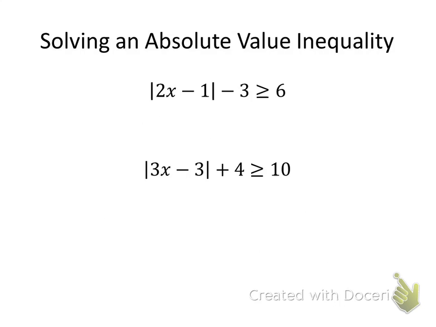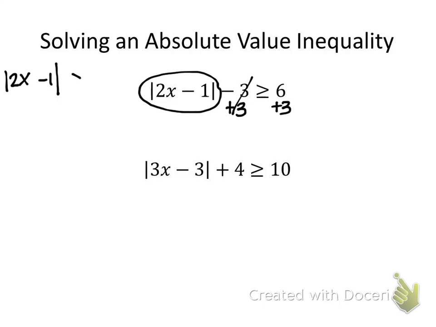Okay, last type of problems that we're going to do is the exact same thing. We're going to ask ourselves, is the absolute value the only thing on this side of the equation? No, it's not. I have a negative 3. So I need to add 3 first. If you don't do that step first, you're going to get your answer wrong. It's not going to be correct. So then I have the absolute value of 2x minus 1 is greater than or equal to 9.